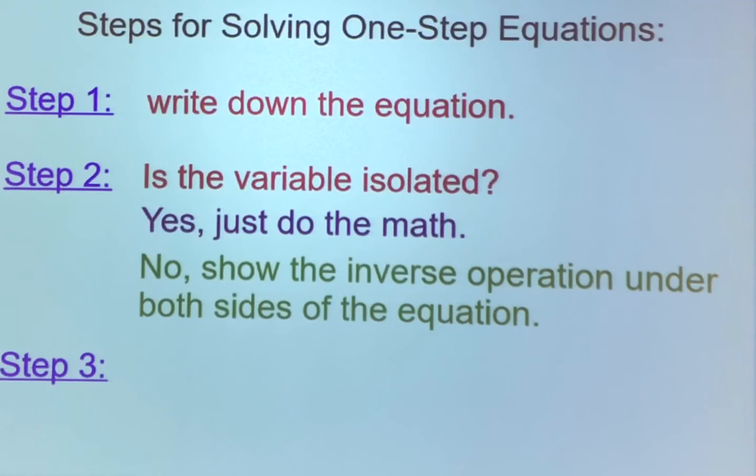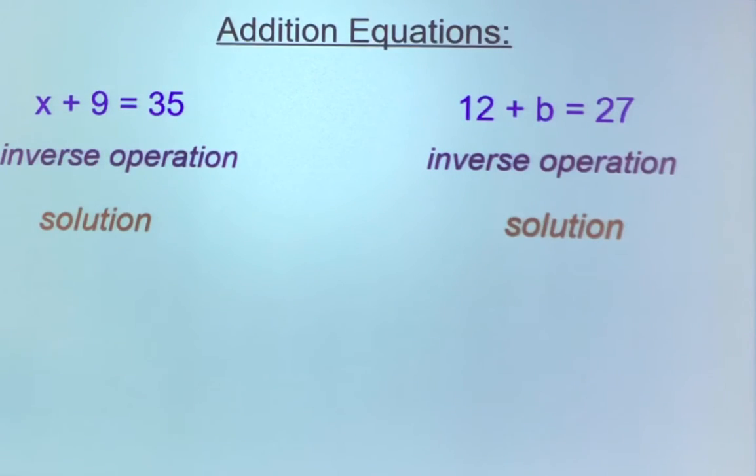So, step 3 would be to solve. And by solve, I mean whatever the inverse operation is, apply that to both sides of your equation until you get the variable isolated. Let's do a couple of examples of each type. Today we're going to talk about addition equations and subtraction.